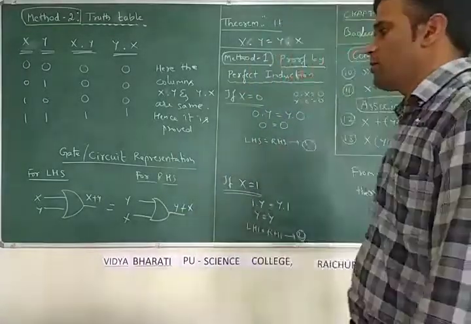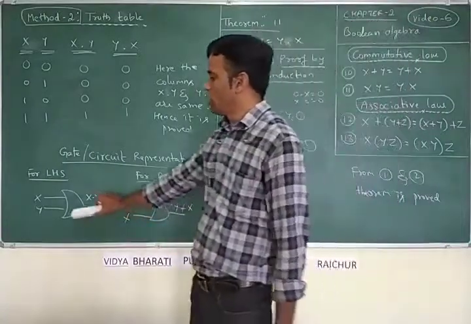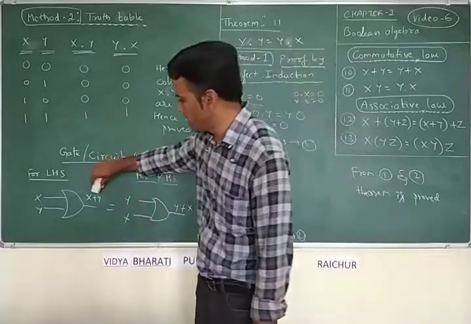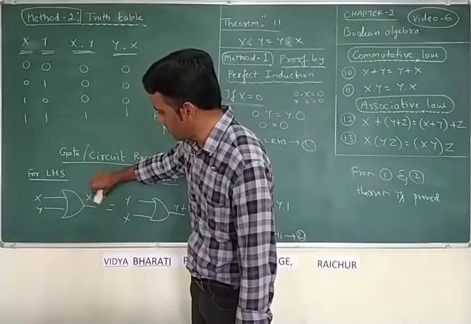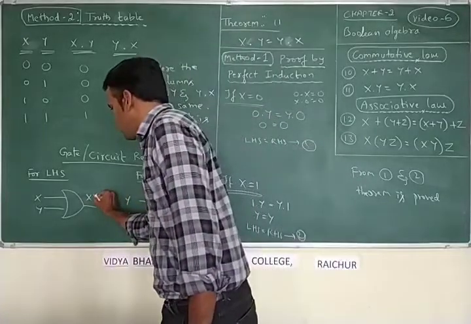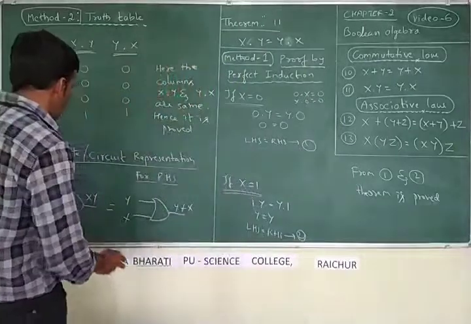So what about the gate representation? Instead of OR gate, we have to use the AND gate. So instead of plus, put a dot, or else you can just write x and y. It's understood. It's an AND operation. So AND gate we have to use here.